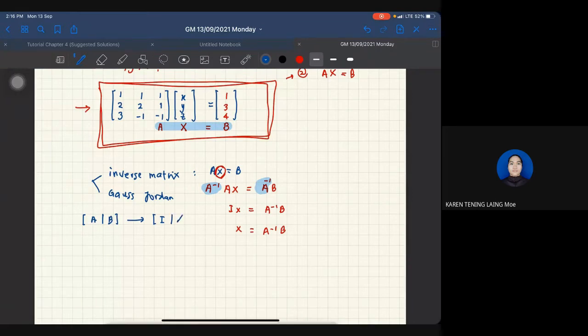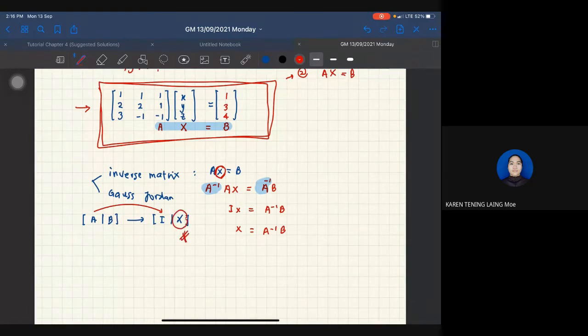Okay, so kita nak A tukar jadi I, and then kita akan dapat X kita. Okay, so this is apa yang kita nak. Ini jawapan kita. Okay, so ini adalah overview untuk 4.4.